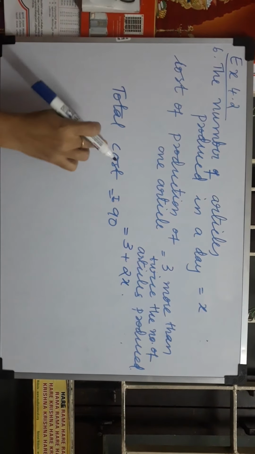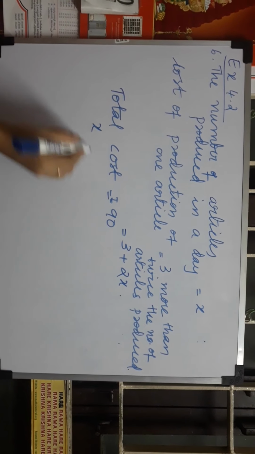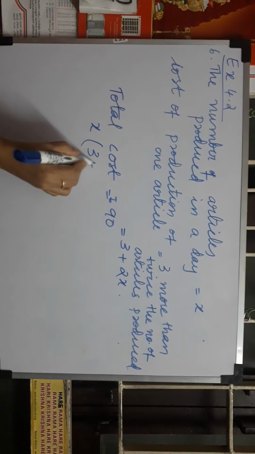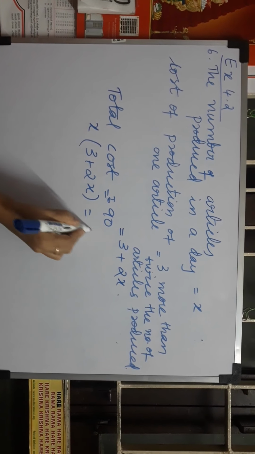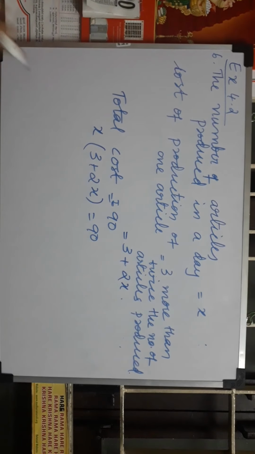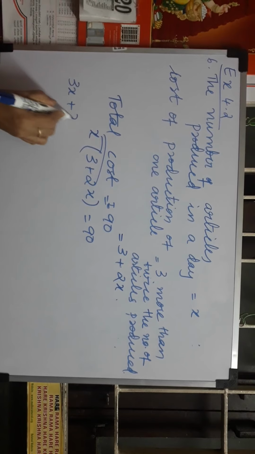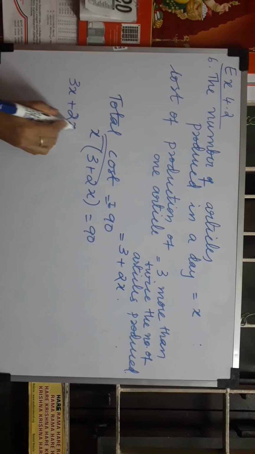So here the number of articles produced is x and the cost of production is 3 plus 2x. The product of these two is equal to 90. So we open the bracket: 3x plus 2x square is equal to 90.